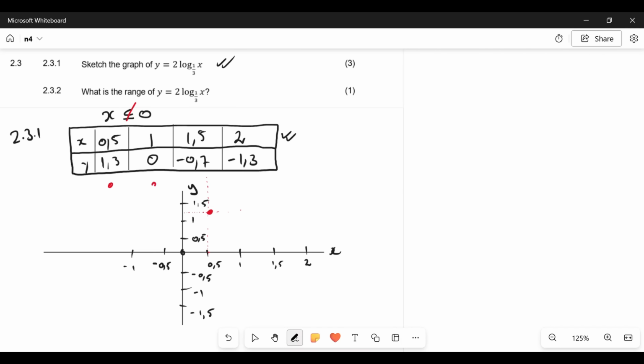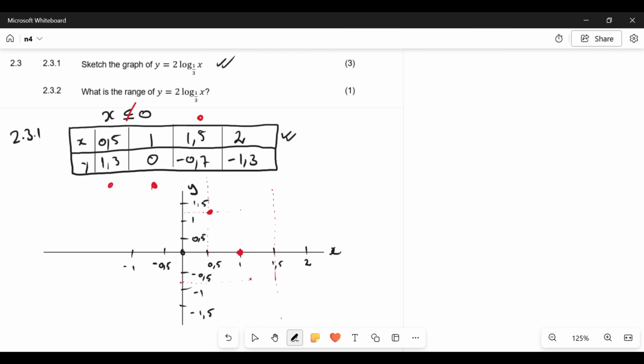Now let's move to the next point. When our x is 1, our y is 0. So this is the point here. Our x is going to be 1 there, but our y is 0 on the x-axis. Now let's move to this point here. When our x is 1.5, our y is negative 0.7. So 1.5 is here. You take a ruler and draw the line there. Our y is negative 0.7. If you can see on the y-axis, negative 0.7 is supposed to be in the middle between negative 0.5 and negative 1. So if I take a ruler and draw a line like this, there is our point.